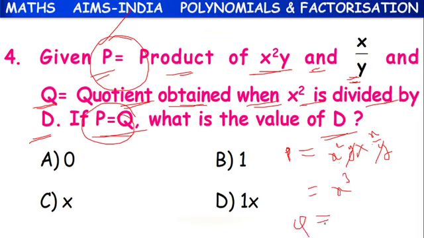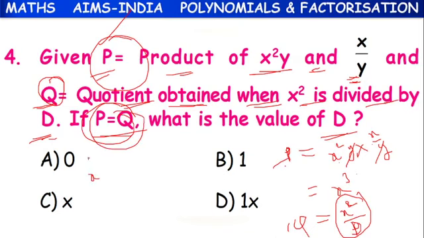And q equals, about q what they have told, coefficient obtained when x square is divided by d. Means x square by d, this coefficient is called q. Again, one more clue they have given, p equals q. Means x cube equals, what about q? x square by d. So then what is the value of d?